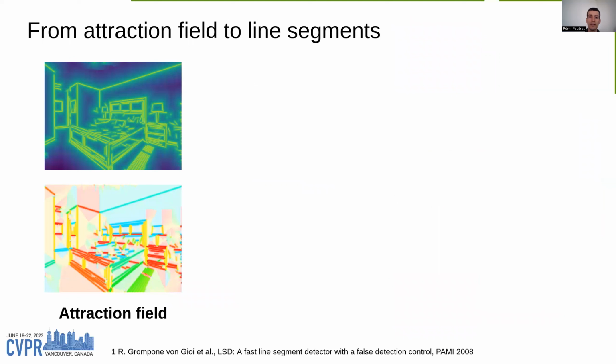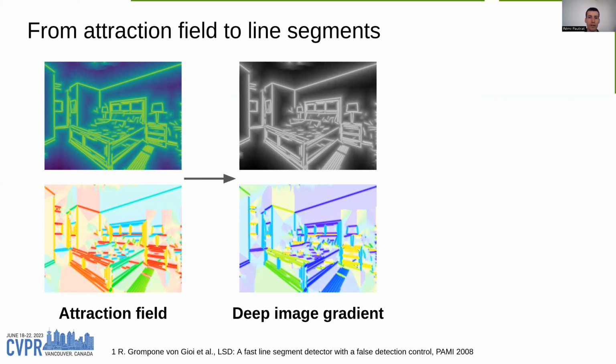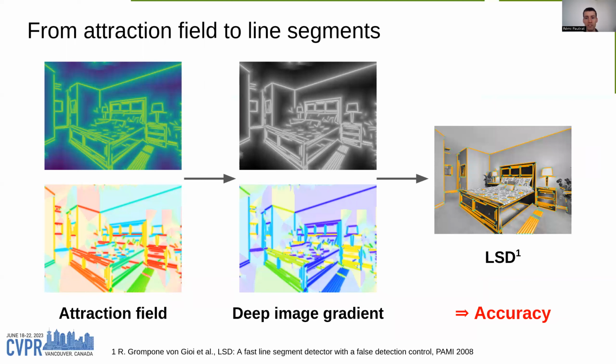Next, let's see how to obtain line segments based on this attraction field representation. First, we convert our new representation into a deep image gradient. So the distance field is easily converted into the magnitude of the image gradient and the angle field into the orientation of the gradient. And based on this image gradient, we can apply any existing traditional detector, such as LSD, and then get the line segment. Since these methods are highly accurate, based on the pixel gradient, we can keep the same accuracy for our method.